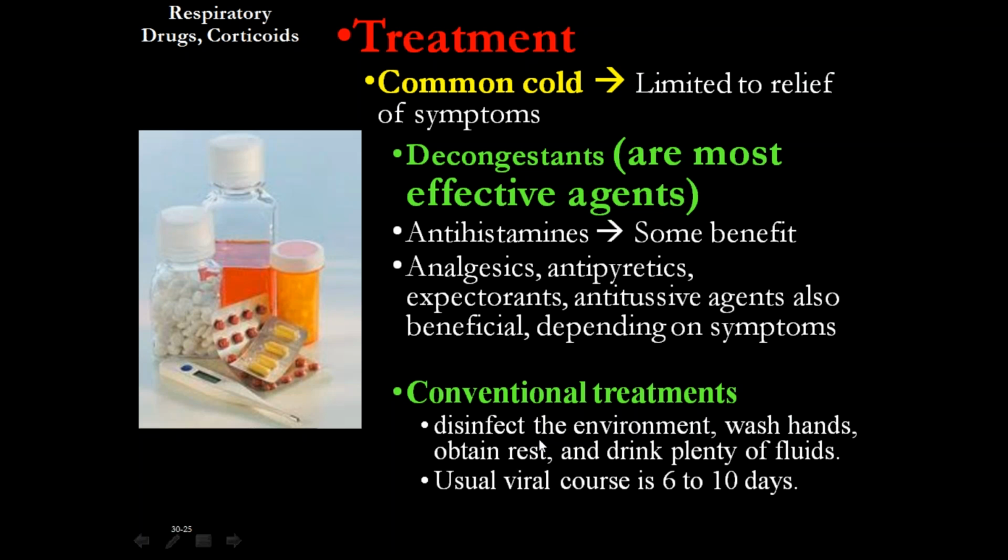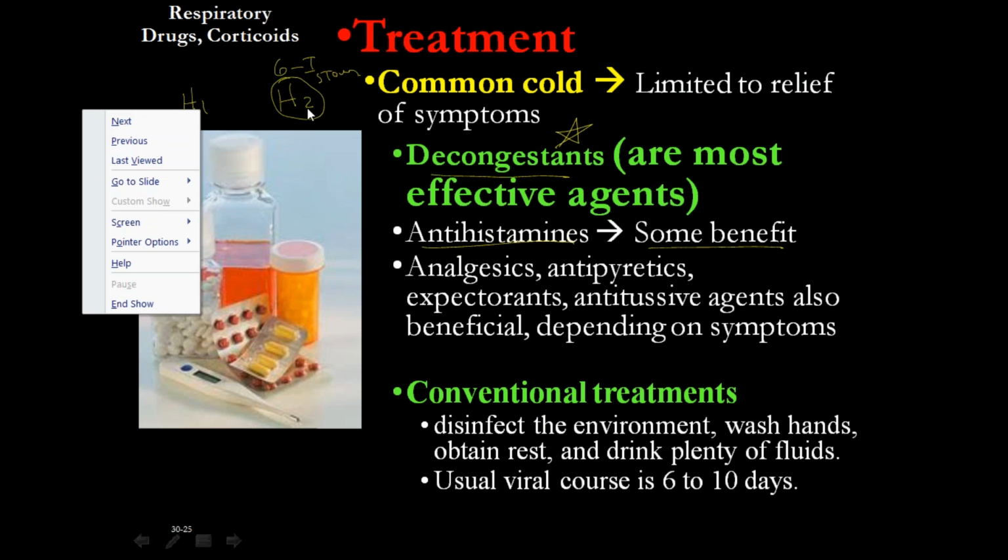All right, so treatment. So please open eyes, open ears here. The most effective treatment for a common cold is going to be the decongestants. Antihistaminics are going to be of some benefit, and I want to tell you something really important about antihistaminics. So remember, we have H1 and H2, okay? H2 histamine receptors are in the GI tract, the stomach, right? And histamine 1 are in the rest of the body.